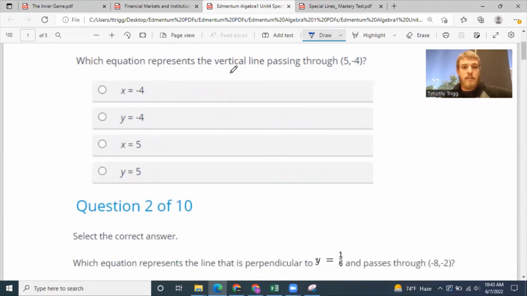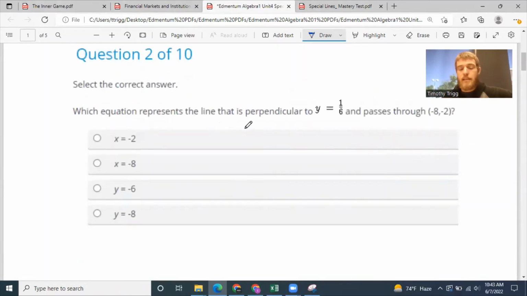Which equation represents a vertical line passing through 5, -4? Well, if it's a vertical line, I know it's in the form x equals, so it's either this one or this one. Should it be x equals 5 or x equals -4? Remember, this is the x coordinate, this is the y coordinate. So if I'm in the form x equals, it should be x equals whatever the x coordinate is. In this case, x equals 5.